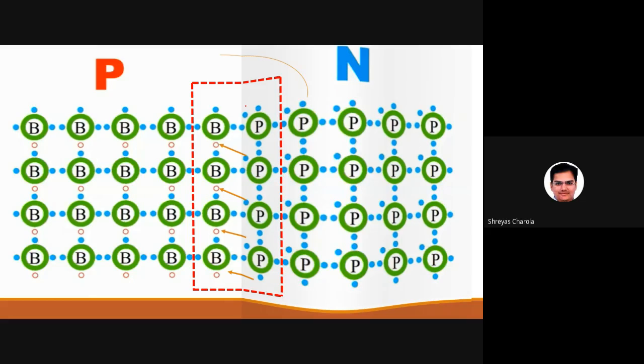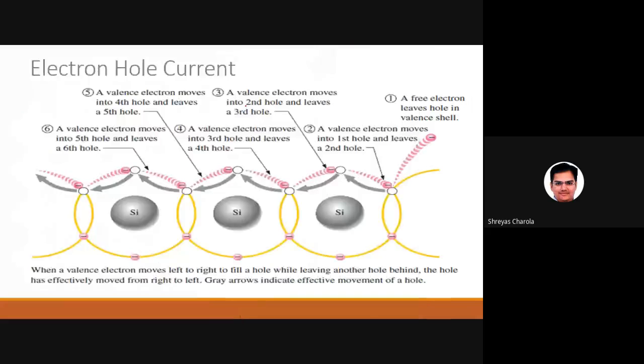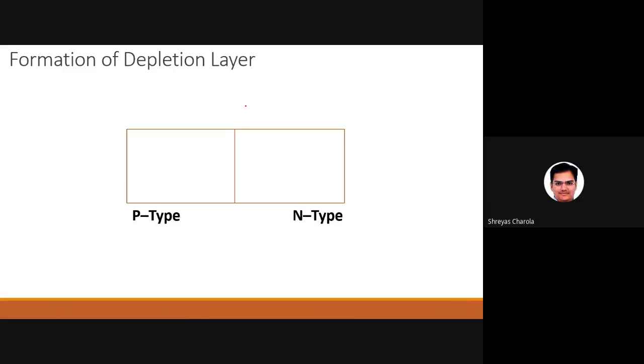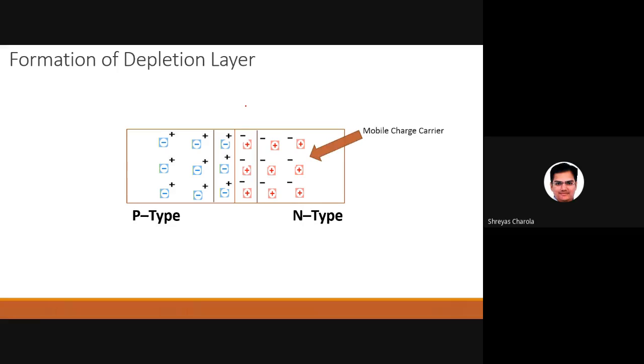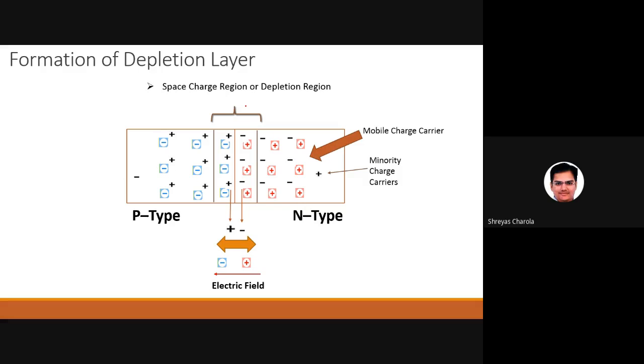Now coming to the point. This is what I'll explain: the formation of the band. When they combine, they create a junction. And that junction has four different names. We call it a space charge region. Why do we call it a space charge region? Anyone? Why do we call it a space charge region?